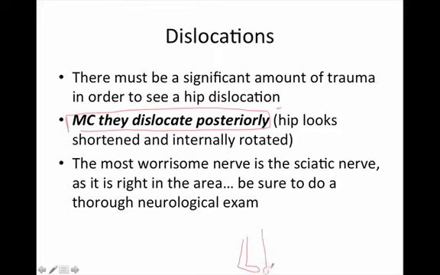So if we have a patient, and here is their torso, the leg looks shortened and internally rotated. Okay. Now what's the most worrisome complication? It's sciatic nerve compression or damage. So we want to do a thorough neurological exam. Make sure that they have appropriate sensation to light touch, crude touch, pinprick, etc.